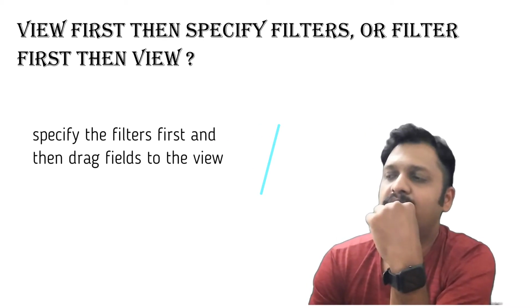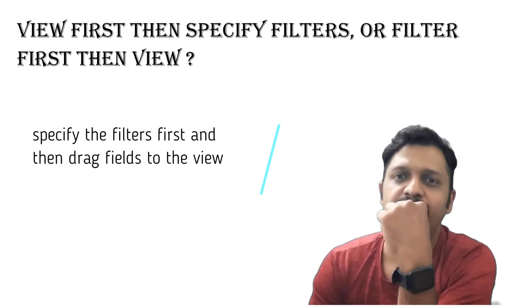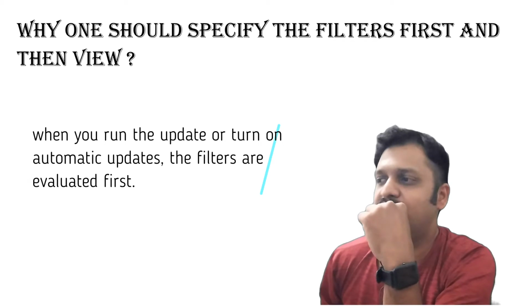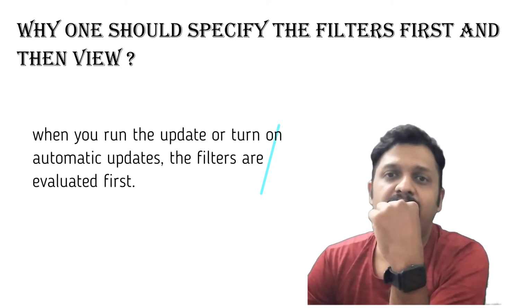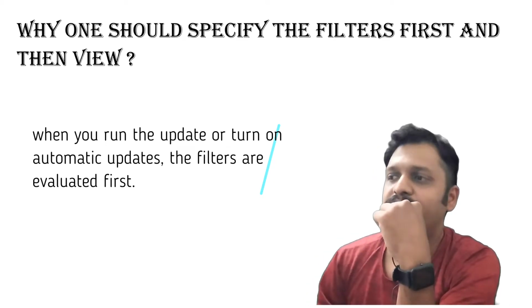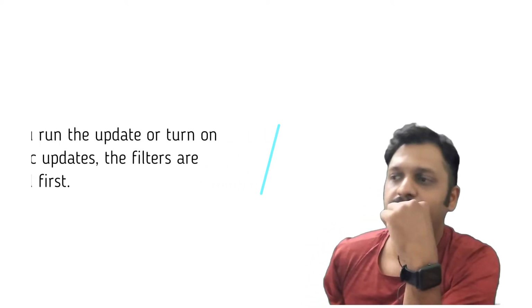Next question. View first then specify filter, or filter first then view? Filter first and then view. The correct sequence of operation is to specify the filters first, then drag fields onto the view. Next question. Why should one specify the filters first and then view? In that way, when you run the update or turn on the automatic updates, the filters are evaluated first. That is why we should consider specifying the filter first then view.